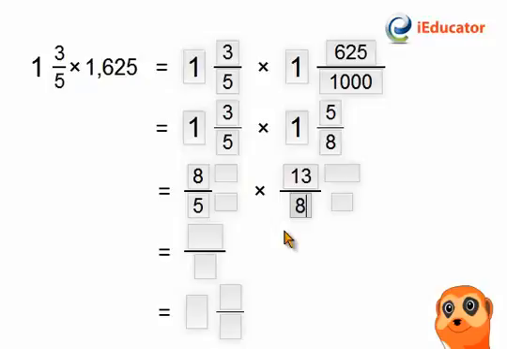Now let's see if any of these can cross cancel. 8 and 8, 8 can go into itself once and into itself once, of course. 13 and 5, nothing to cross cancel there, so I keep it as 5 and 13. Now I just have to multiply across. 1 times 13 equals 13. And 5 times 1 equals 5. The last thing we have to do is convert this improper fraction into a mixed number. 5 can go into 13 twice, and it leaves me a remainder of 3, which I place over the 5. This gives us the answer 2 3/5.